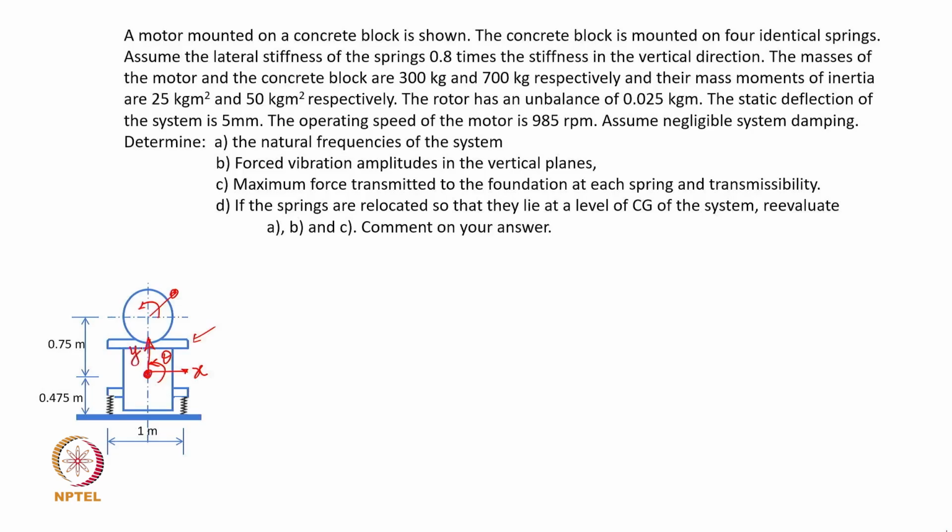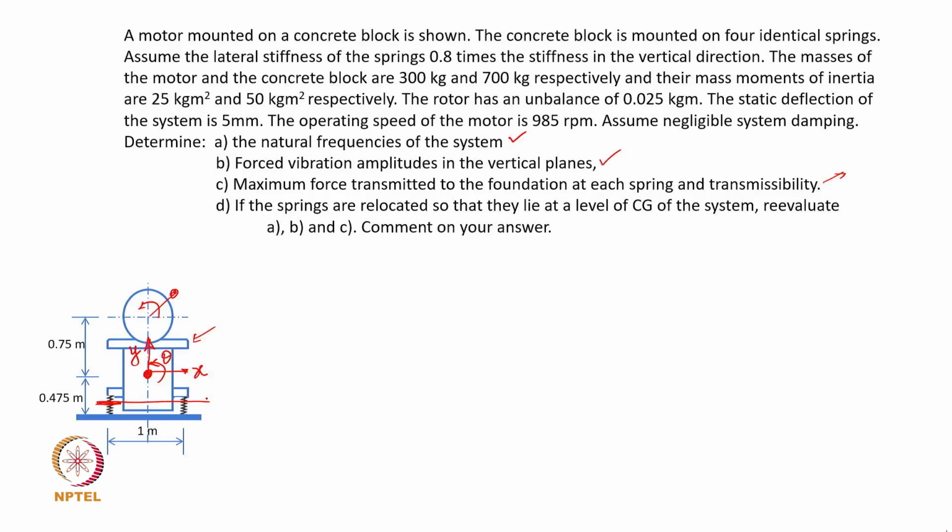Okay. Things are quite similar, except that you are given the numerical values of the relevant parameters, and you are supposed to solve it. Solve it for natural frequencies, forced vibration amplitudes, and more important from our discussion right away is going to be the value of transmissibility or transmitted force to the ground, that is the part C. And then it asks us to re-evaluate the force transmitted if we manage to ensure that this CG is somehow relocated so that it is aligned or in line with the springs.